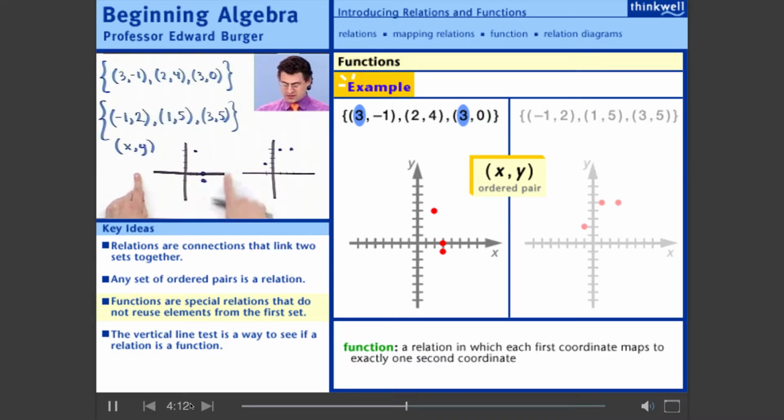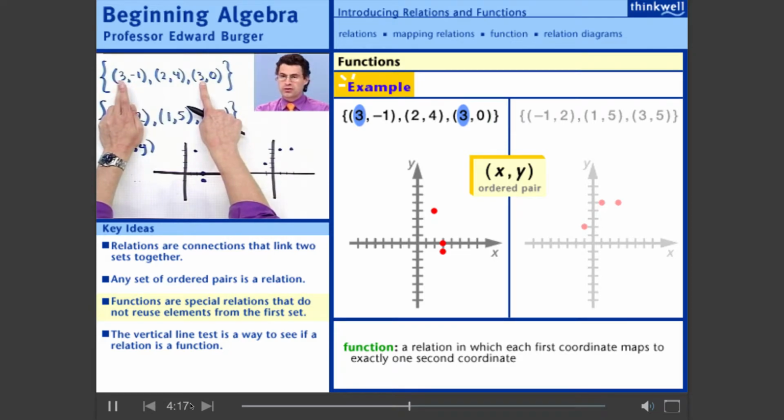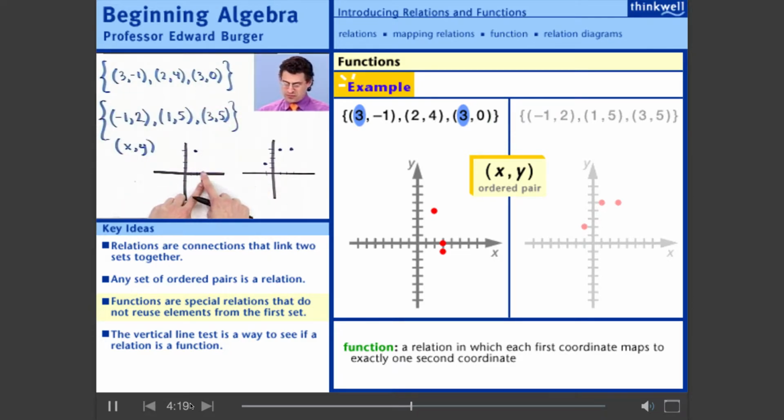So in this visual example, you can see, what does it mean for the first person to appear more than once? It means that there has to be 2 points on top of each other somehow. There has to be 2 points where they have the same first coordinate. In that case, we say this is not a function. So not a function.